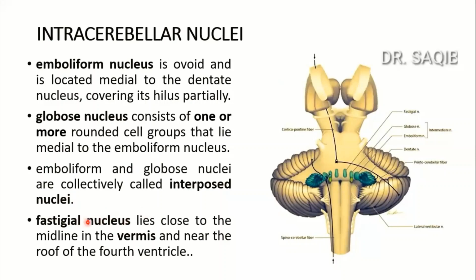Then, last, the medialmost vestigial nucleus. Here, this is the vestigial nucleus, which is lying close to the midline in the vermis. It lies in the vermis. These two lie in the paravermis, and the dentate nucleus lies in the lateral part of the cerebellar hemisphere. Again, I repeat: the vestigial nucleus lies in the vermis, these two interposed nuclei lie in the paravermis, and this dentate nucleus lies in the lateral cerebellar hemisphere. The vestigial nucleus lies close to the midline in the vermis and near the roof of the fourth ventricle.